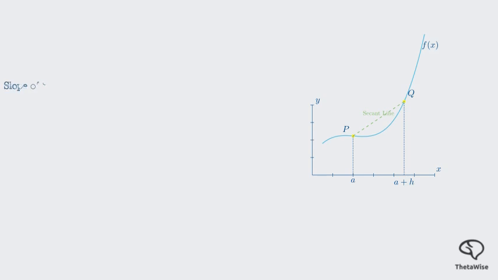The slope of this secant line, which we'll call m sub secant, is the change in y divided by the change in x. That's f of a plus h minus f of a, all divided by a plus h minus a, which simplifies to h.